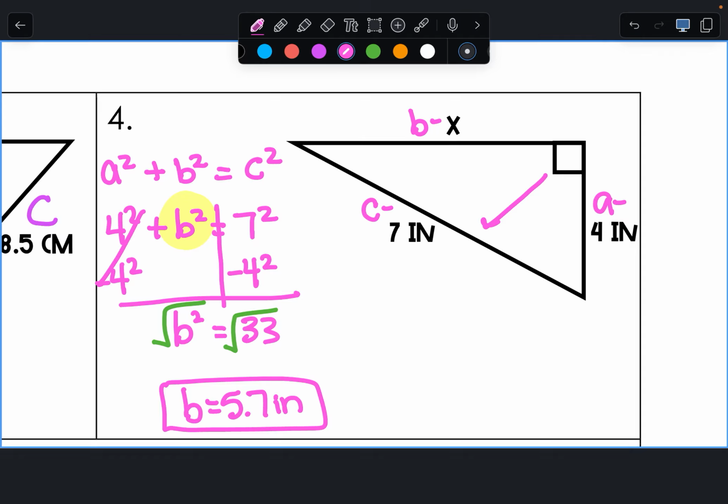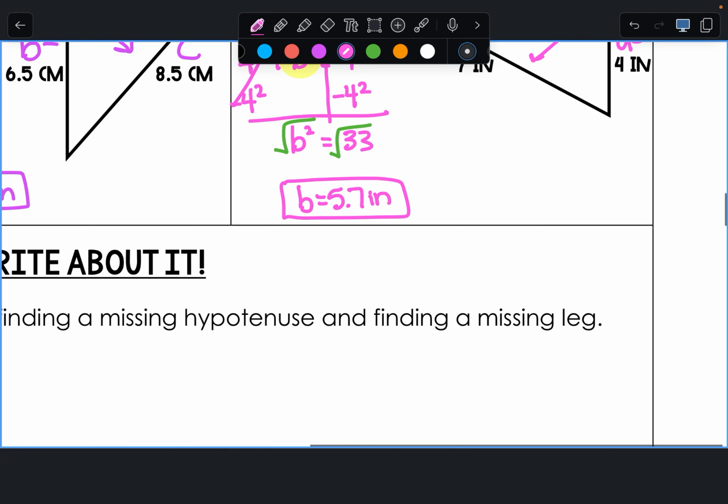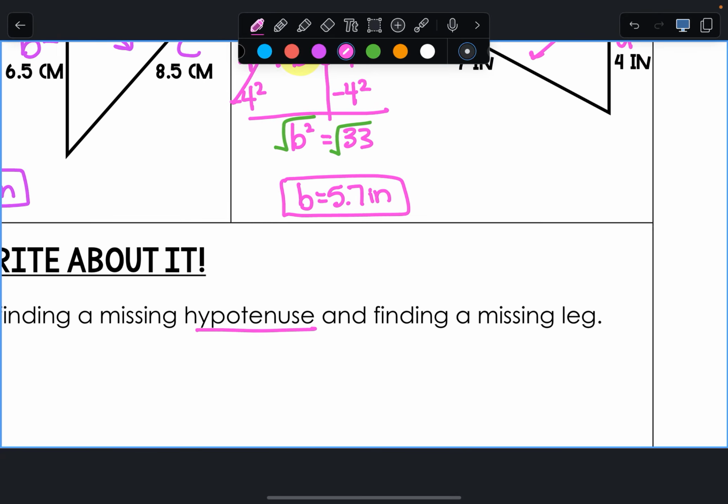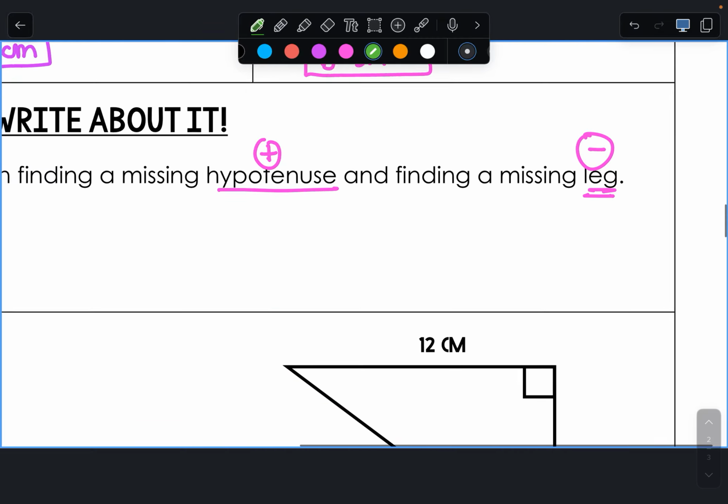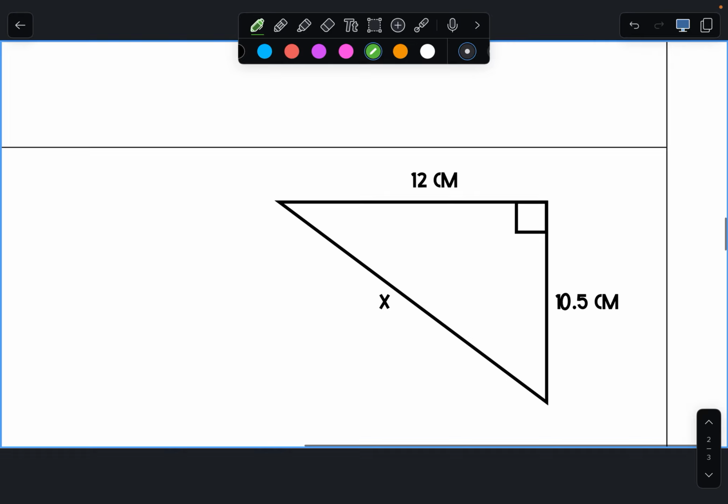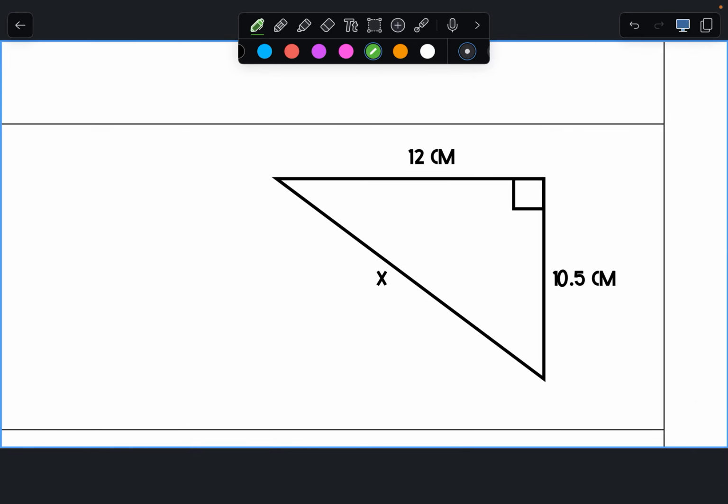So explain the main difference between finding the missing hypotenuse and finding the missing leg. With the missing hypotenuse, you add. With the missing leg, you subtract. Always label your sides first. That way you know what to do or how to solve, okay? So if we're looking at number 5, which one is side C? X. And we can label this as A and this one is B.